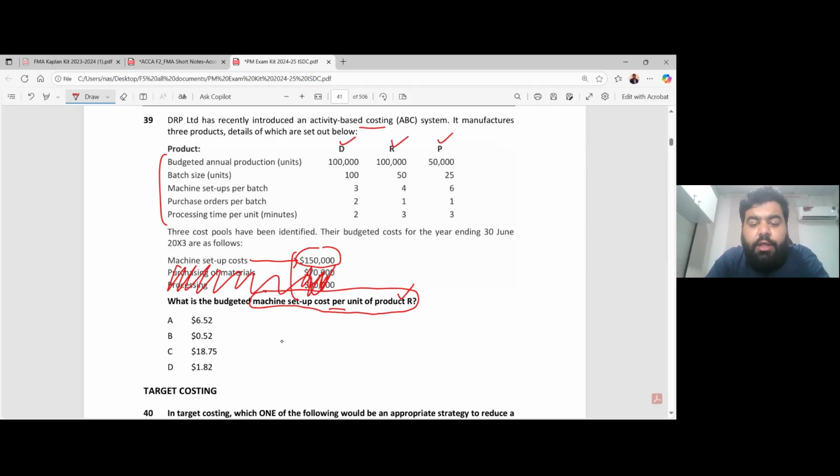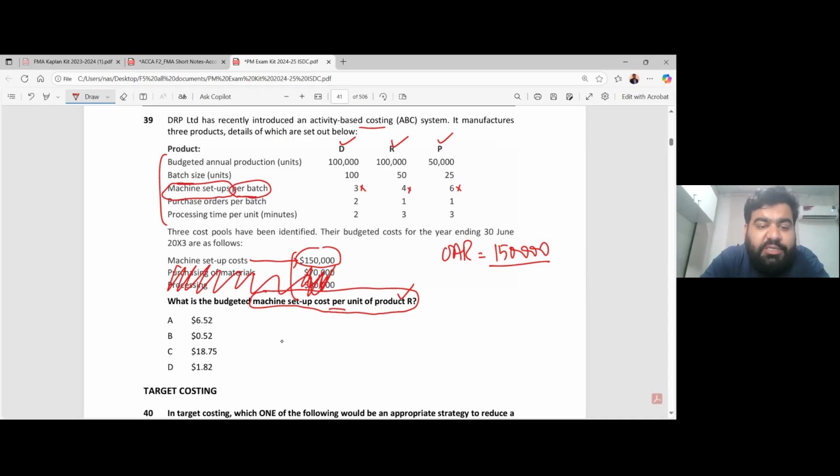Okay, let us calculate. We know that always first calculate OAR. For machine setup, 150,000 is the total cost divided by, we have to see the base. The base for the machine setup cost will be machine setups, obviously number of setups. But here it's given machine setup per batch, not the total machine setups. So if it's per batch, let it multiply with the number of batches.